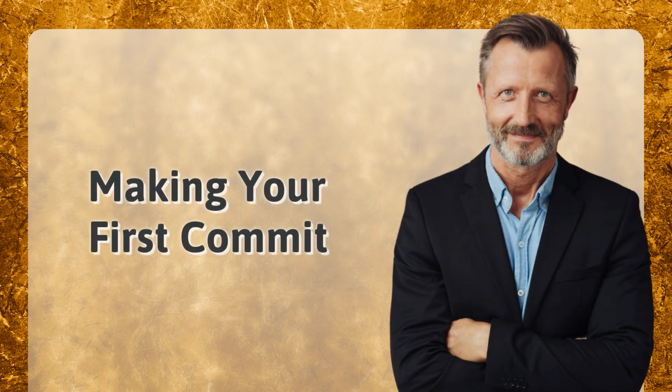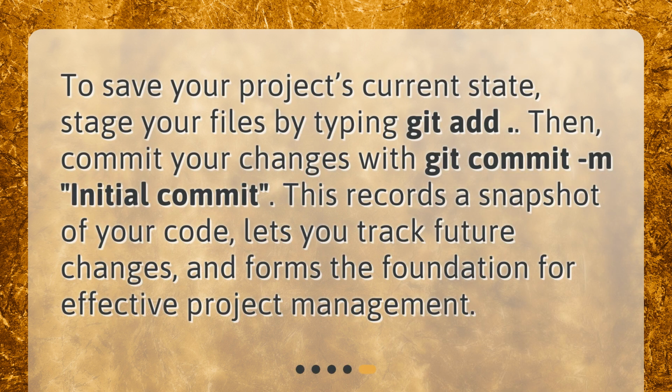Making your first commit. To save your project's current state, stage your files by typing git add . Then commit your changes with git commit -m "initial commit". This records a snapshot of your code, lets you track future changes, and forms the foundation for effective project management.